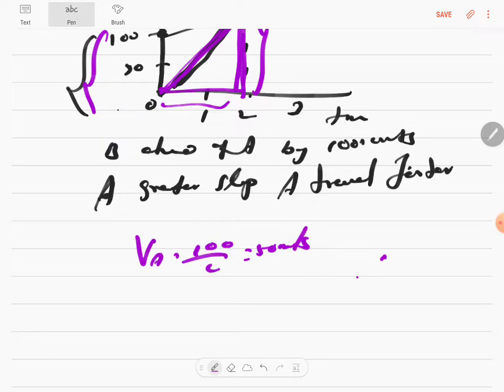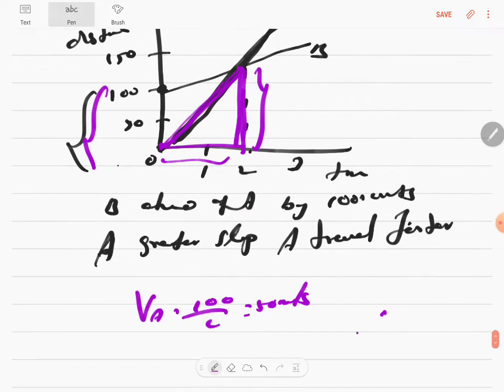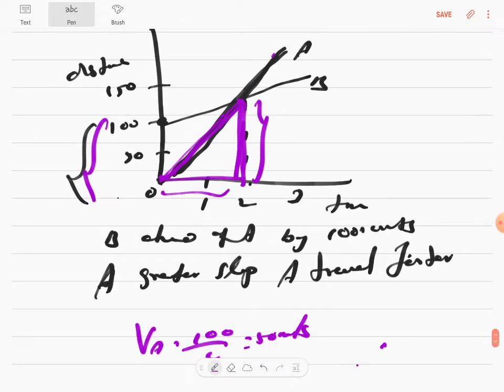Opposite by adjacent, correct? Yes, ma'am. Is it 100 by 2? This one is 100 by 2. Why did I put 150 by 2? Oh, I think I've drawn it wrongly. There is actually 100 units. The graph is like this, okay? This is 0. There is a 50 here. There's a 100 here. There's a 150 here.